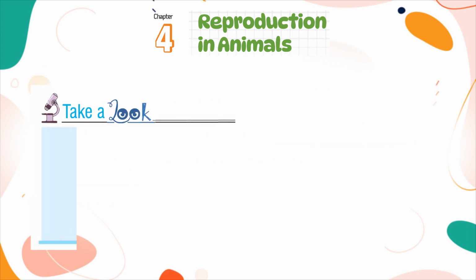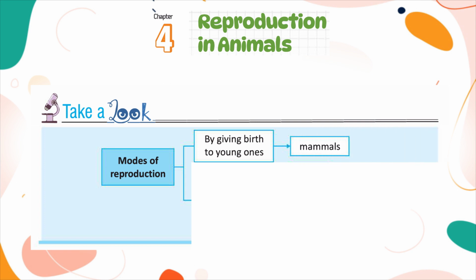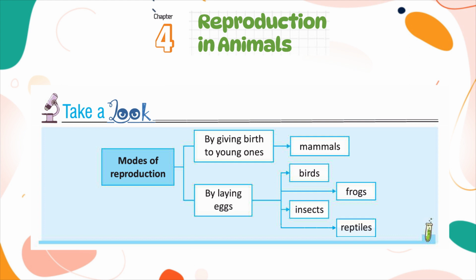Take a look. Modes of reproduction. By giving birth to young ones, mammals. By laying eggs, birds, frogs, insects, reptiles.